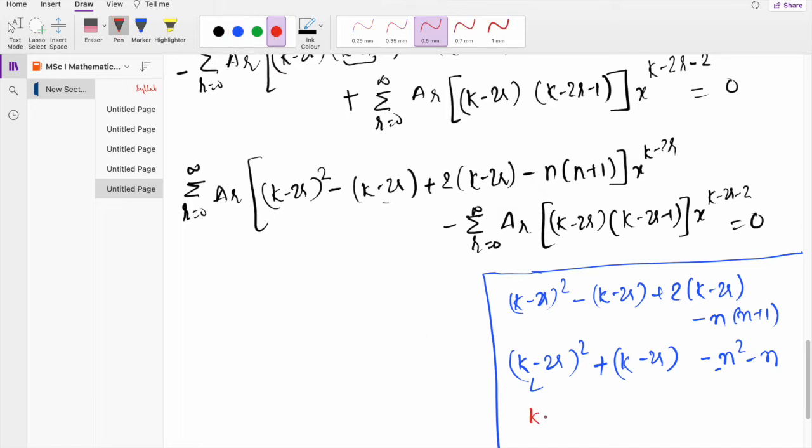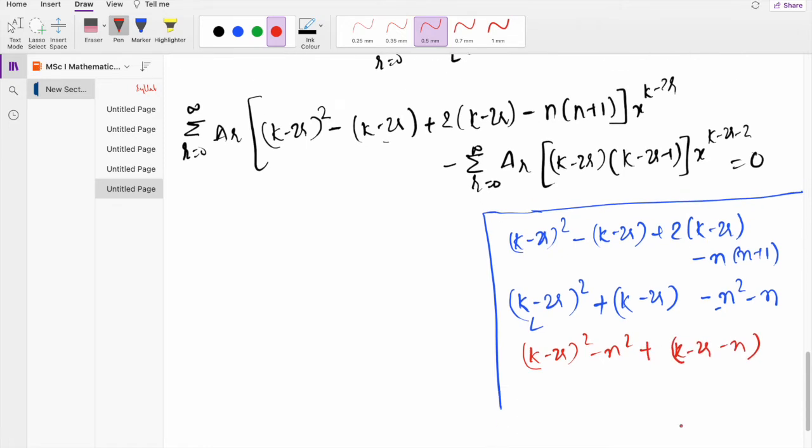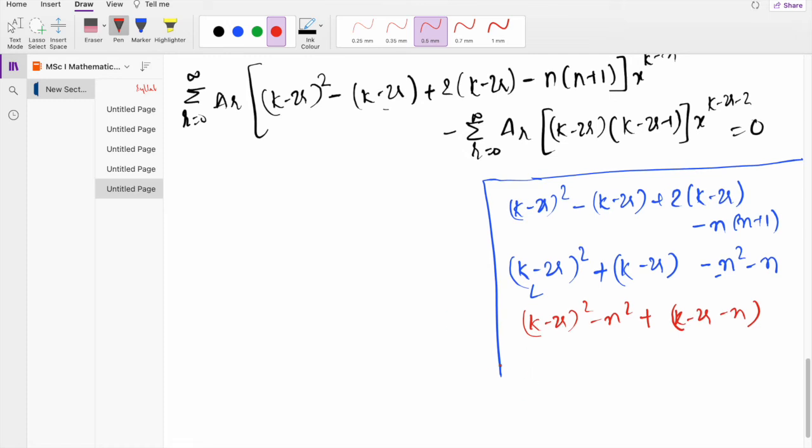Alright, (k − 2r)² − n² + (k − 2r) − n. I can write it as a² − b², a square minus b square, and I can use this formula. So according to this formula, it will give me what? (a + b)(a − b).